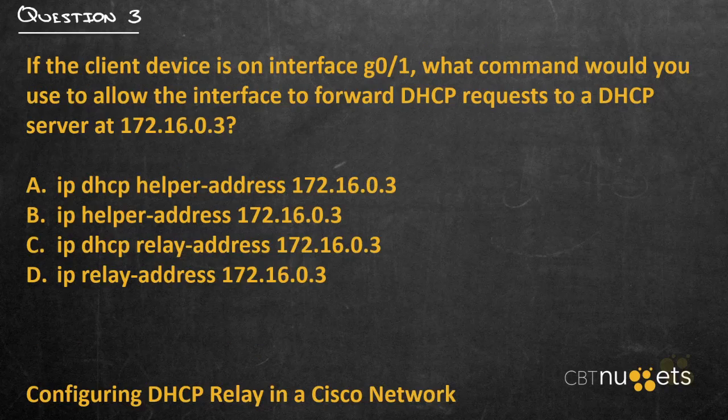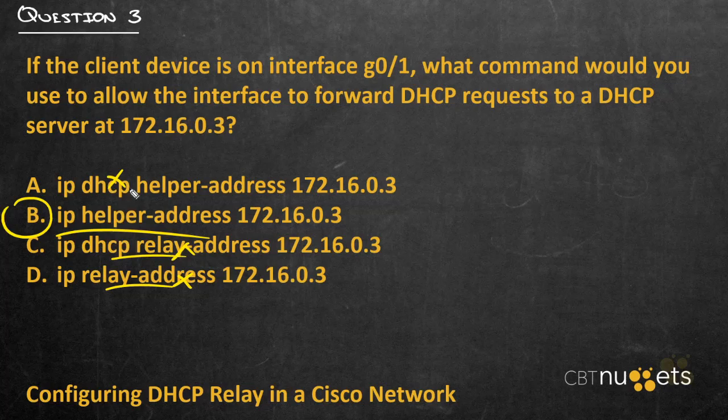All right, question number 3. If the client device is on interface G0/1, what command would you use to allow the interface to forward DHCP requests to a DHCP server at 172.16.0.3? And the command is actually B, IP helper address. There actually is no DHCP relay address command. Both of those are invalid syntax.